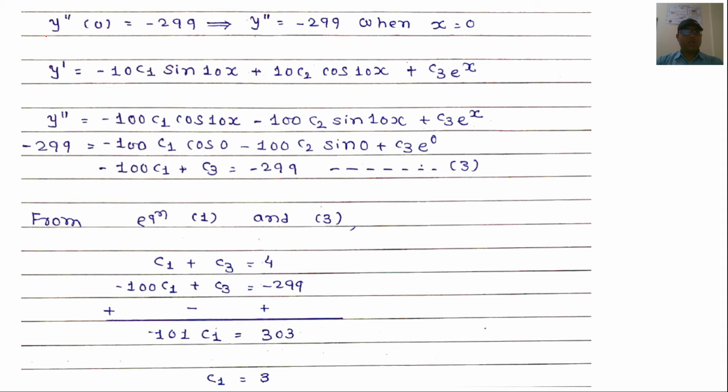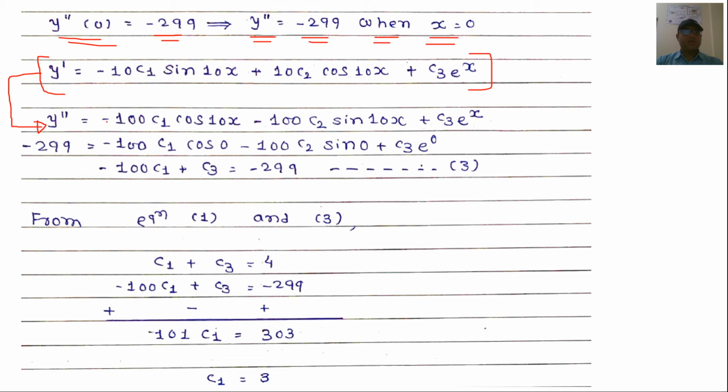Now the next condition is y double dash 0 is equal to minus 299. That means y double dash is equal to minus 299 when x is equal to 0. So y double dash is nothing but the differentiation of y dash. Now we have obtained the y dash, so by using this y dash find out y double dash.